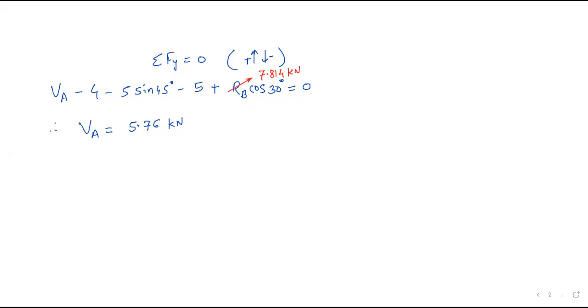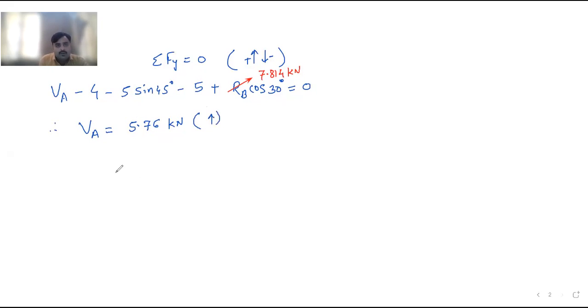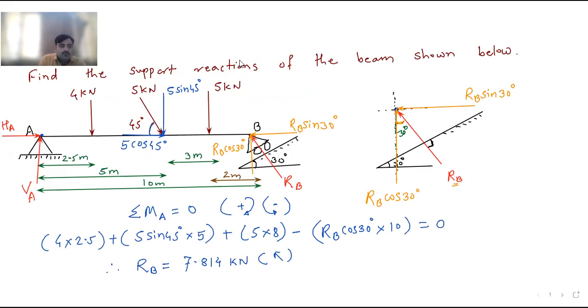Okay, so it is 5.76 kilonewton and we have got a positive answer, so our assumed direction is correct. Now apply summation Fx equal to 0. When you apply summation Fx equal to 0, rightward forces are positive and forces moving towards left are negative. So here you can see HA is moving towards right. We have assumed the direction of HA in this way.